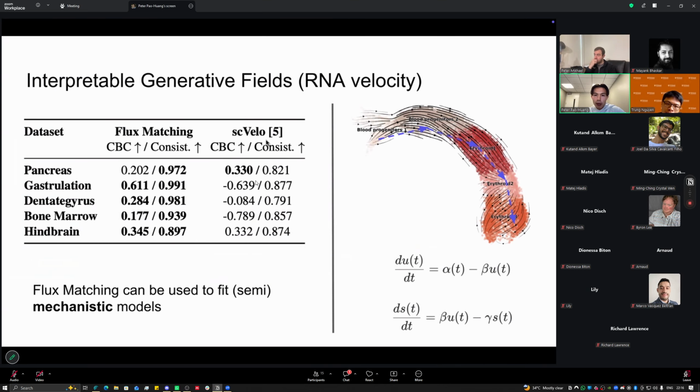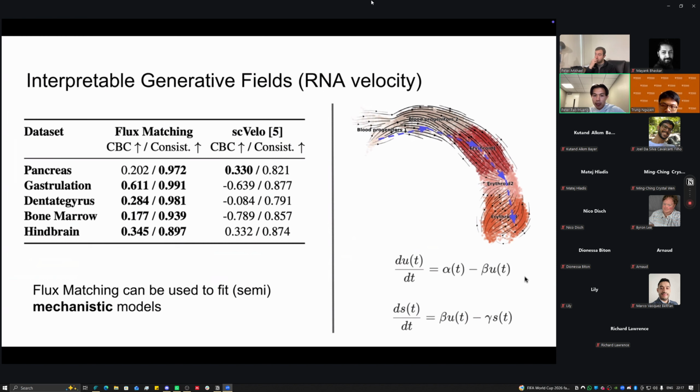So there's this paper, scVelo, from Fabian Theis's group, that learned this mechanistic ODE where you want to learn parameters alpha, beta, and gamma. And you want to fit this ODE to your observed population of cells.